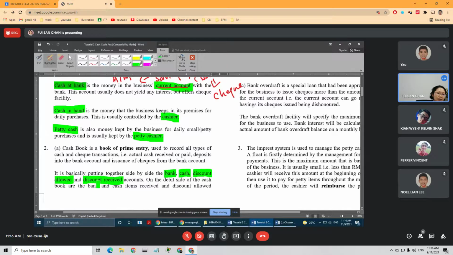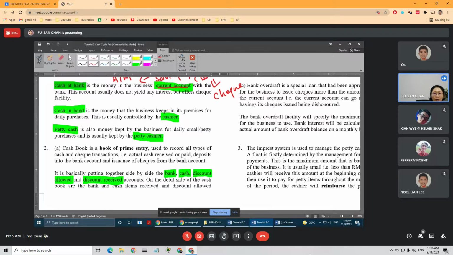Your question to us: what is the purpose of preparing a three column cash book? The cash book that we do is three column. You have two discounts, discount allowed and discount received. Which one is on the debit side and which one is on the credit side?